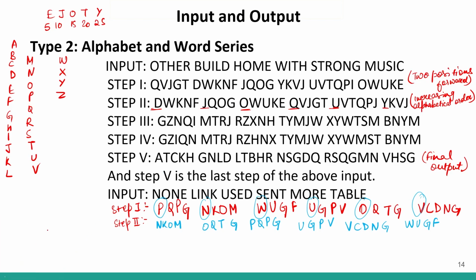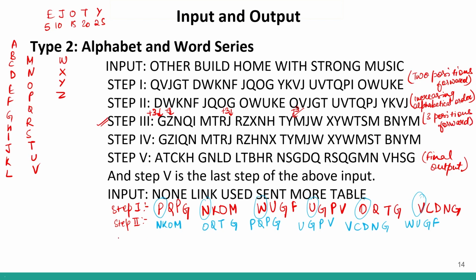Then we have step 3. Step 3 is G, Z, N, Q, I. So now if I look over here, let us take any random alphabet. D to G is how much? If I move from D to G, it is +3. From W to Z is +3. Take any random letter. G to J is +3. Similarly, V to Y is +3. Correct? So we are moving 3 positions forward.